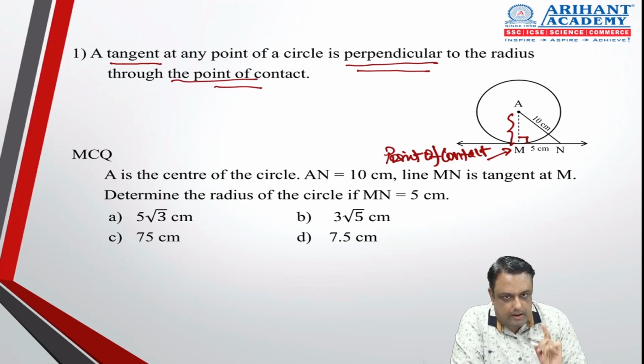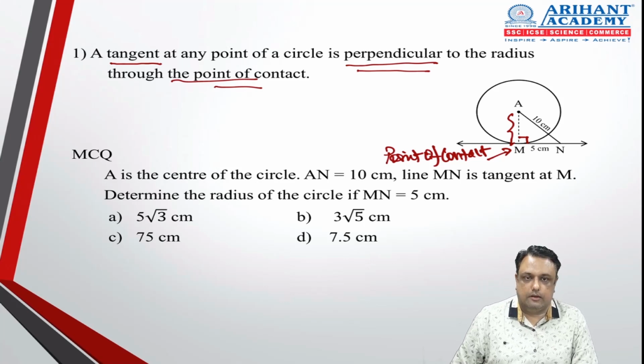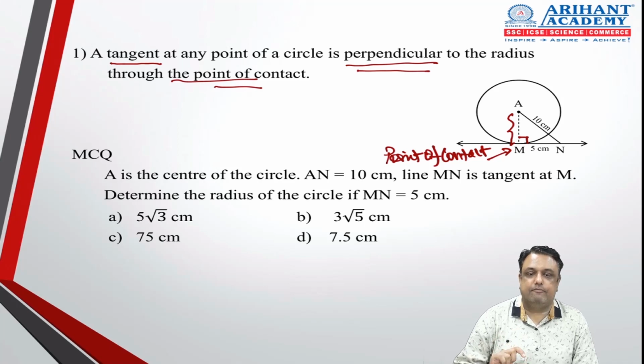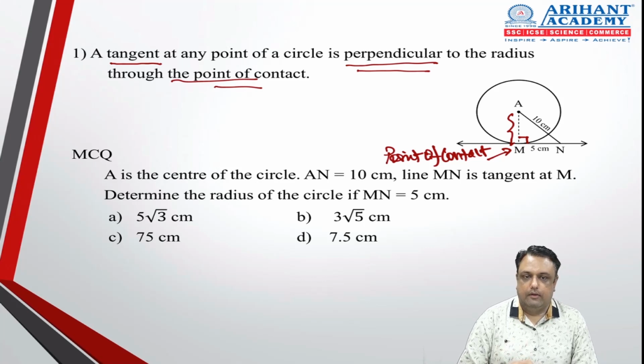Now, let us see the MCQ based on this so you understand this better. A is the center of the circle. Can you see in the figure A N is 10? N is a point outside the circle lying on the tangent. Line MN is a tangent at M. Why are they writing at M? Because M is the point which is common to the circle and the tangent. Determine the radius of the circle if MN is 5. So MN is 5, AN is 10, we have to find AM.